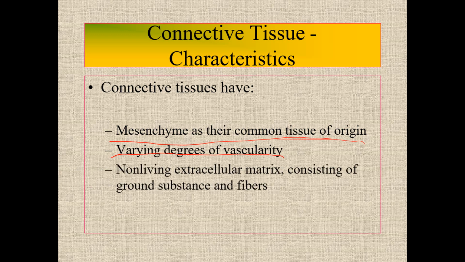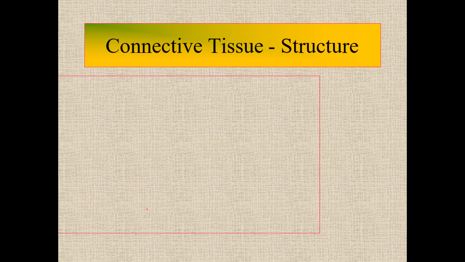So here, all CT is going to have this ECM, extracellular matrix. So that ECM consists of the ground substance and fibers. So we're really going to see that there's going to be these 3 components to CT: ground substance, fibers, and cells. And that's kind of how we're going to approach this, taking a look at each of those. So first, we're just going to list them.